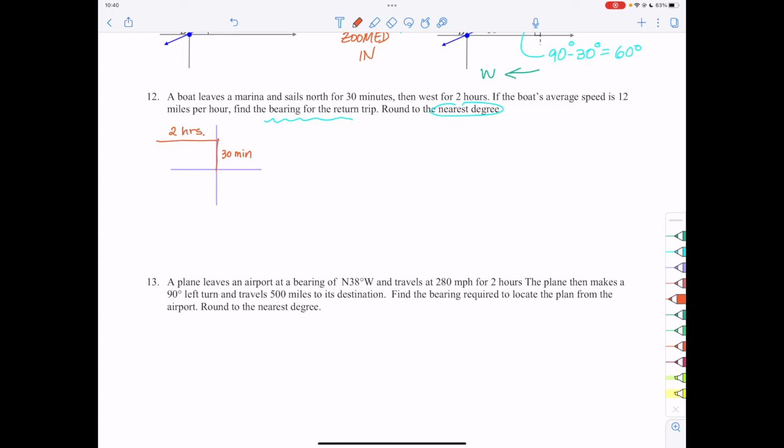Okay, so let's take a look. How could we come up with distances in this case? We have 2 hours, and then we have 12 miles per hour, and that gives us 24 miles. So this distance must be 24 miles. And let's do the same thing for the 30 minutes. We have 1/2 of an hour multiplied by 12 miles per hour, and we come up with 6 miles.